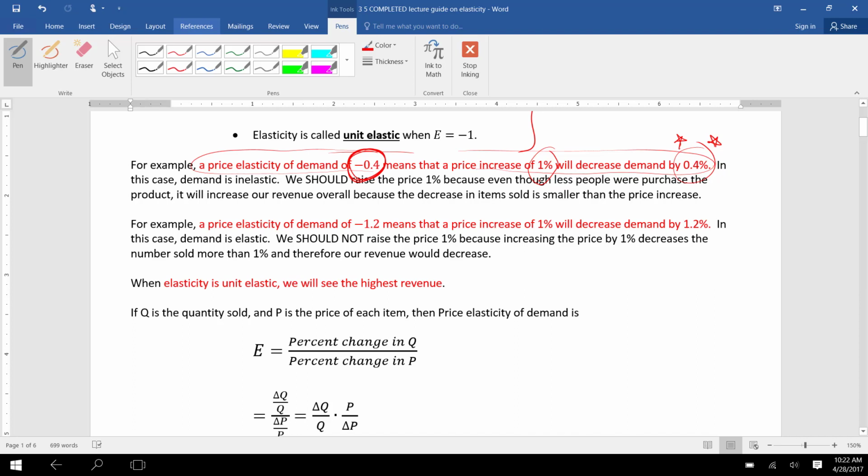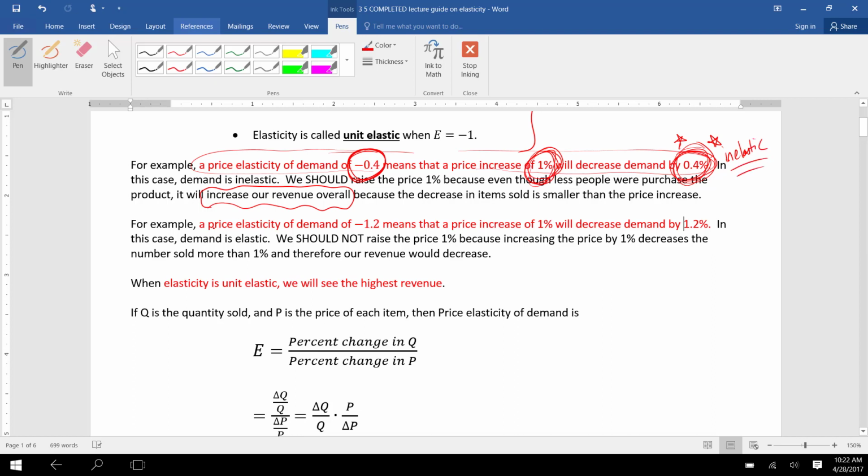When that happens, if your price went up 1% and your demand fell 0.4%, you had a larger increase in price than the loss of sales. And that would mean that your revenue increases overall. Your price went up a lot, your demand fell a little, and the result would be that revenue increases. You should raise the price when you have an inelastic elasticity. You should raise the price because it will raise your revenue.